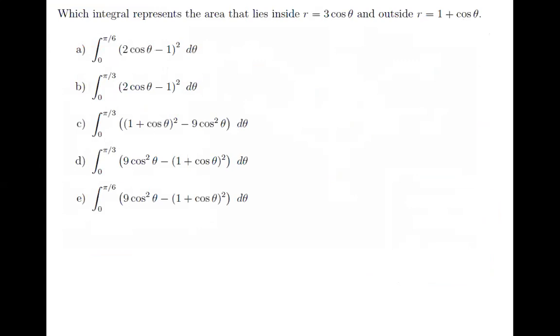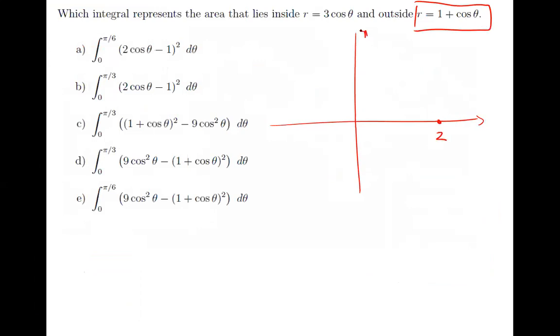What about this one? Which integral represents the area which lies inside a circle and outside a cardioid? I did tell you. Okay. What do I need? I will need the cardioid. Which way is the cardioid? Cosine, I'm just trying to focus on this one first. Cosine at 0 is 1. 1 plus 1 is 2.